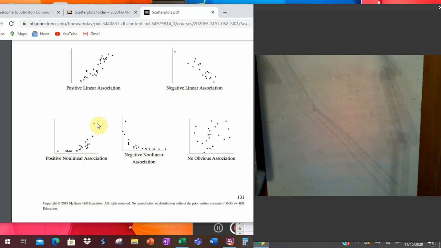As I go this way, this thing starts to increase, but look, it starts flat and then it goes up. It would be hard for me to draw a straight line through here. Same thing here, negative nonlinear. As I go down here, it starts flattening out. And here, there is no obvious association. Some of these things are back here and high. As I go out here, I still have high ones. And there's no straight line I can get through here. I don't know whether this would be a negative or a positive type association.